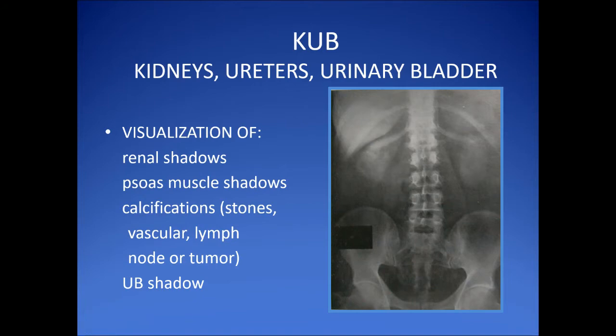The urinary bladder, if it's not distended, we cannot see it. But if the urinary bladder is distended, then we can see a soft tissue density here in the pelvis.